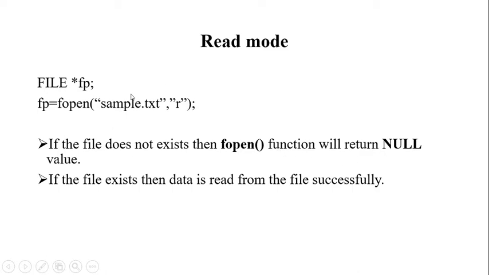Suppose I want to read something from this file, then only I will give this file in read mode opening. So if the file does not exist, then this function will return a null value inside this file pointer. That is, this file does not exist. If the file exists, then data is read from the file successfully. So that is read mode of operation.